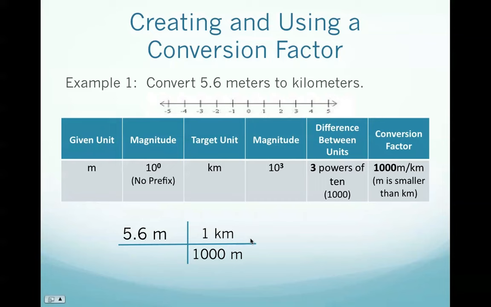Now we go through and cancel out any units in the numerator and denominator. We always multiply across the top, divide by any numbers on the bottom. So in this case, we get 0.0056 kilometers. The number of sig figs in our given unit is going to be reflected in our target or ending amount. So I started with 2, I end with 2.